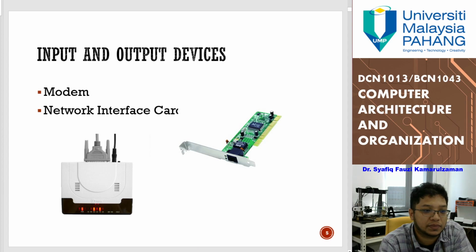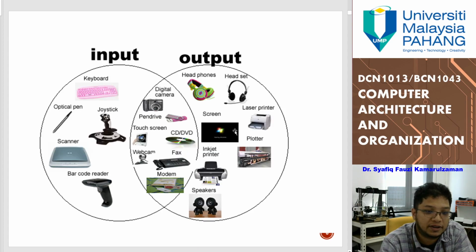So some of the devices behave as both input and output. Examples are the touchscreen, the pen drive, CD and DVD, which can be input and output as well. So this is the difference between the input and output devices for your PC.